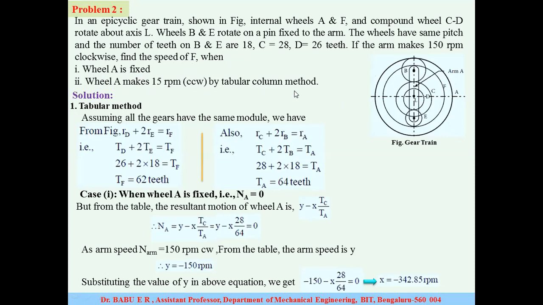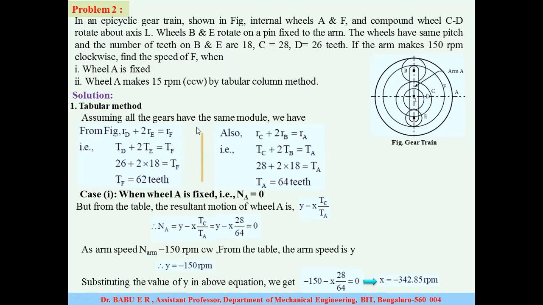So here, when you see the data, you have to observe that the number of teeth on all the gears should be there. The teeth on B and E, he has given 18. Number of teeth on C is 28. The number of teeth on D is 26. But the number of teeth on gear F and gear A, he has not given. So when he has not given, the first step is to find out the number of teeth on the remaining gears.